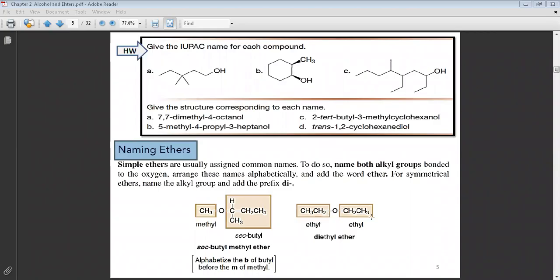This ethyl, ethyl. We cannot say ethyl ethyl ether. We use di. There is no tri here. We have diethyl ether. For symmetrical ethers like this, we always use the dialkyl ether. For example, diethyl ether, dimethyl ether, dipropyl ether, dipentyl ether. Like this, and it is clear, I think.